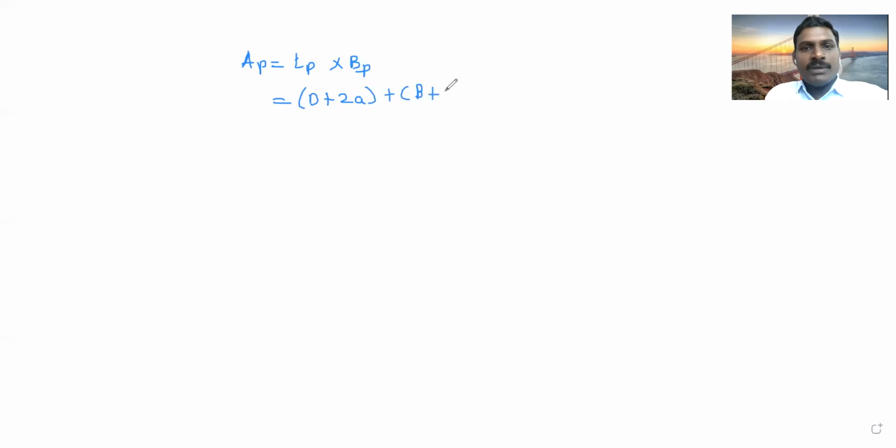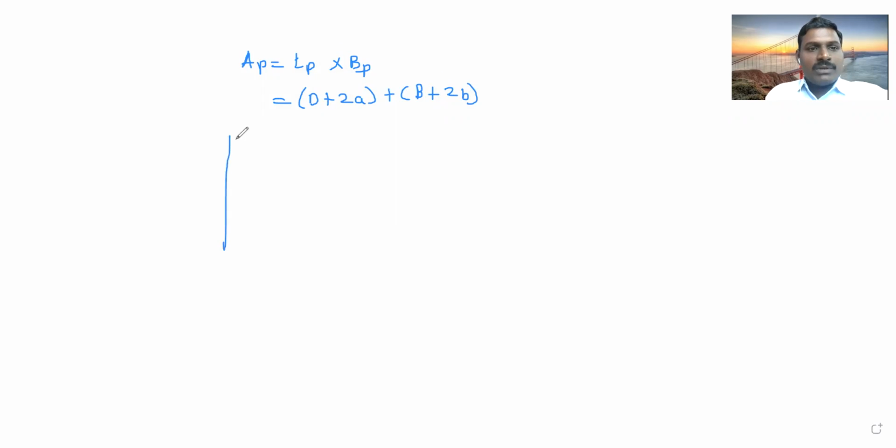Okay, so we are with step 3. Then next step, step number 4. But we have to complete step number 3 first. We have calculated the area. So AP is equal to LP into BP, where LP we have seen is D plus 2A, and BP is nothing but B plus 2B.